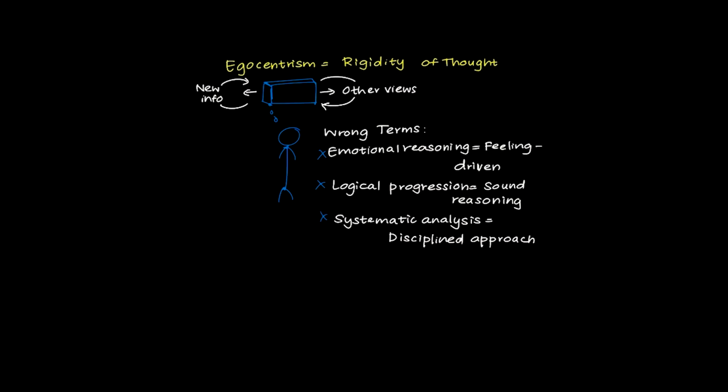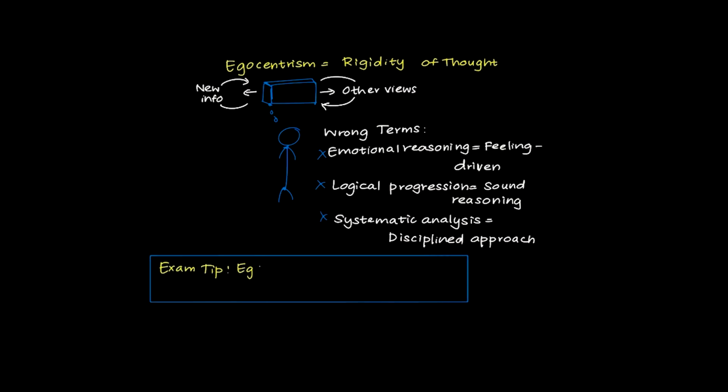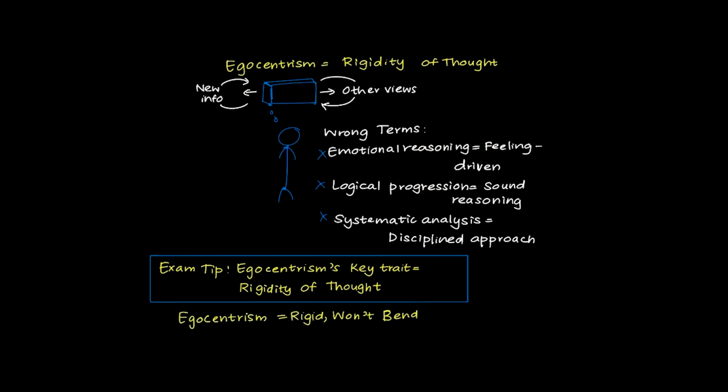Here's a WGU D265 OA exam tip for you. Paul and Elder characterize egocentrism as rigidity of thought, inflexible thinking that won't budge. Quick recall hook: egocentrism = rigid, won't bend.